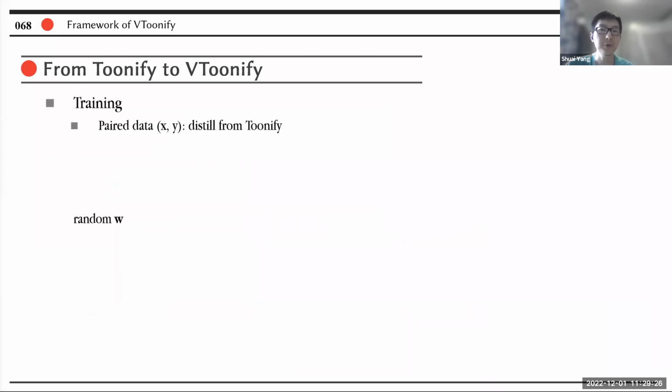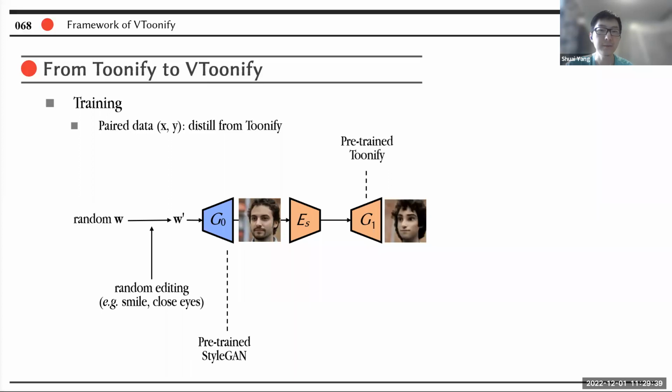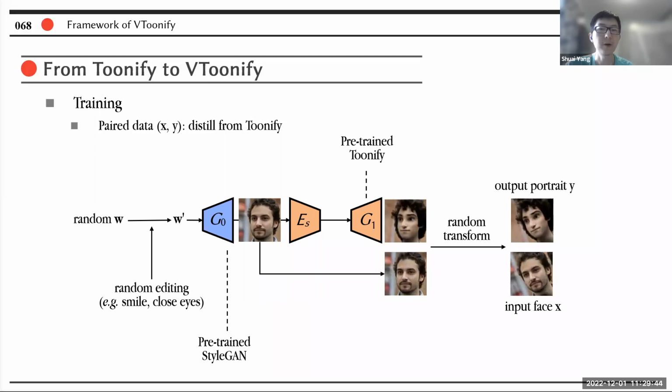Next, we would like to train VToonify with the paired data X, Y generated by Toonify. We generate real faces from random latent codes with StyleGAN and stylize them with Toonify. Finally, to make VToonify work for unaligned faces, we further apply random geometric transformations to these images. Although data generated by Toonify is of fixed size, VToonify is fully convolutional, so it can be trained on fixed resolution but tested on variable resolutions.